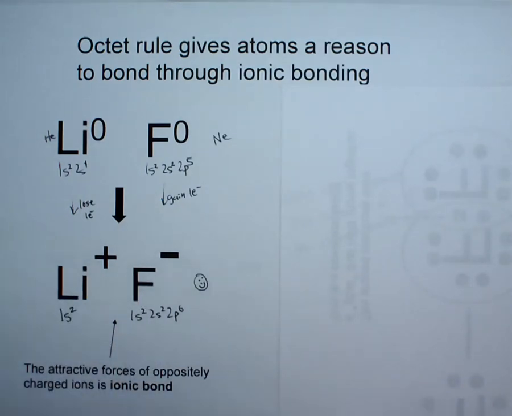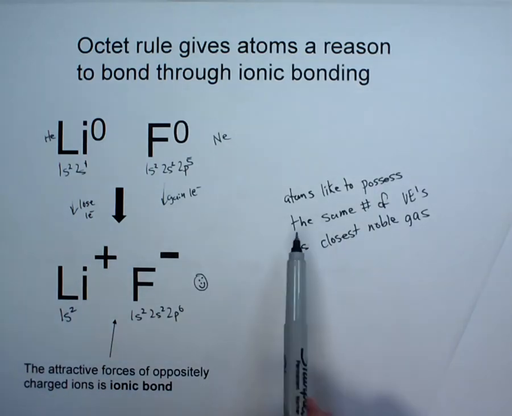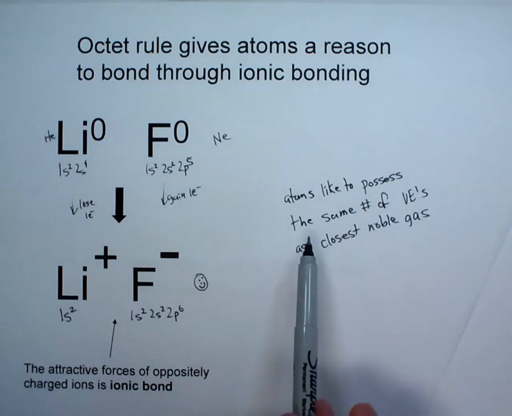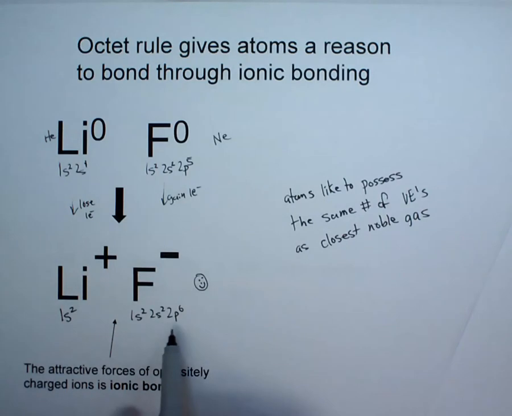Before moving on to covalent bonding, I want to give another way of thinking about the octet rule. Another way of thinking about the octet rule is just that atoms like to possess the same number of valence electrons as the closest noble gas. So if you take a look at this right here, does this guy have the same number of valence electrons as neon? Yeah. This is the electron configuration of neon. Same thing with this guy right here. So the thing is that ionic bonding allows this to happen, but it's not the only way.